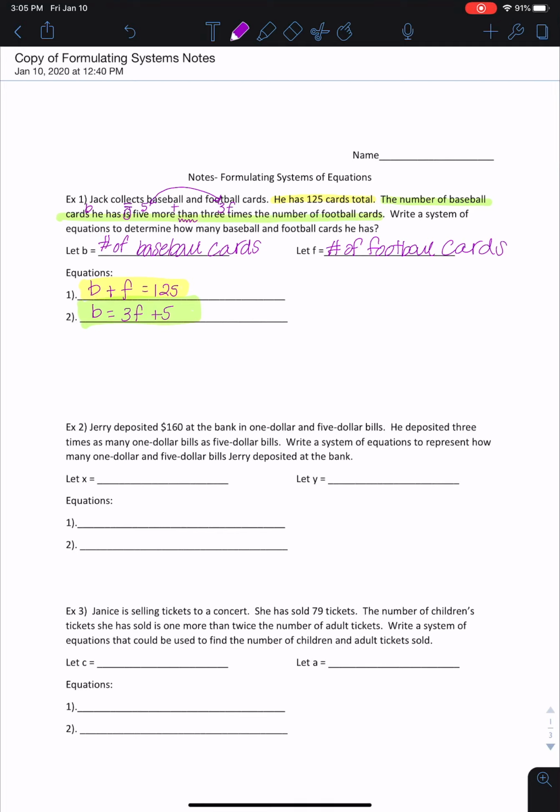Number 2, Jerry deposited $160 at the bank in $1 and $5 bills. He deposited 3 times as many $1 bills as $5 bills. Write a system of equations to represent how many $1 and $5 bills Jerry deposited at the bank. We're going to say that X represents the number of $1 bills. And then Y will represent the number of $5 bills.